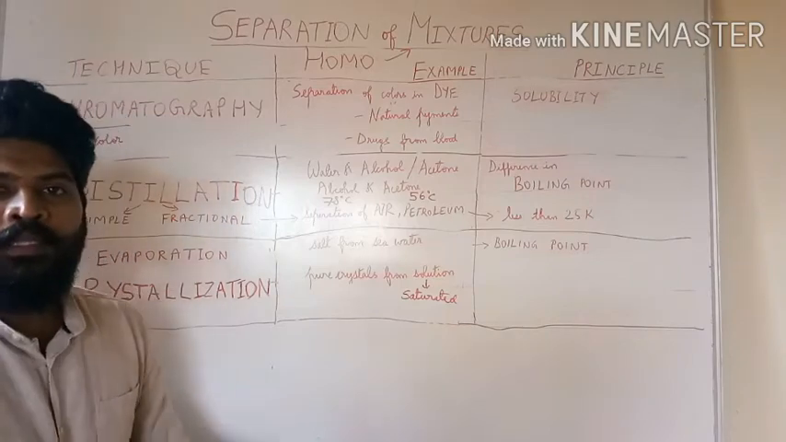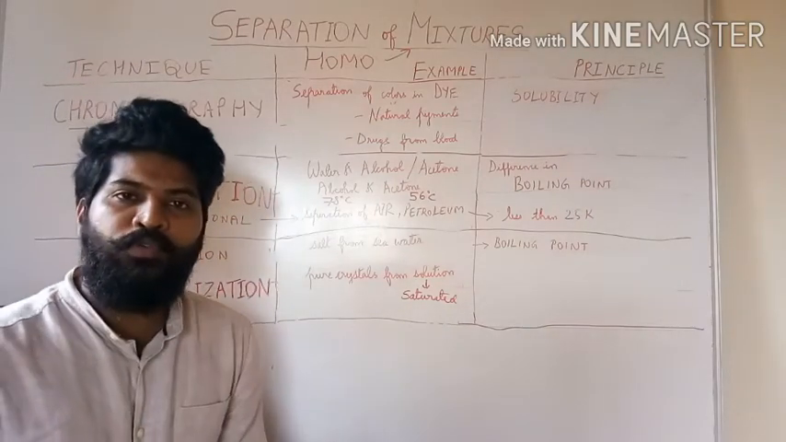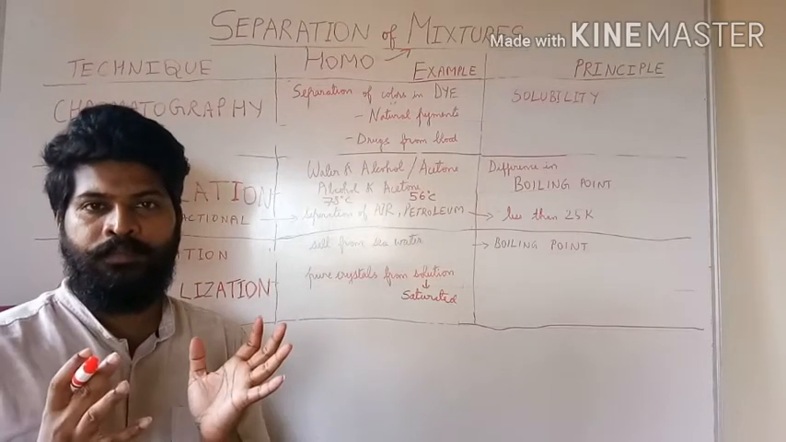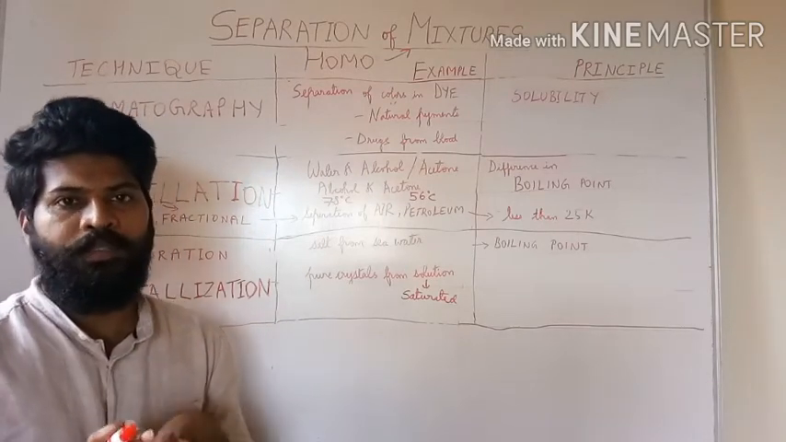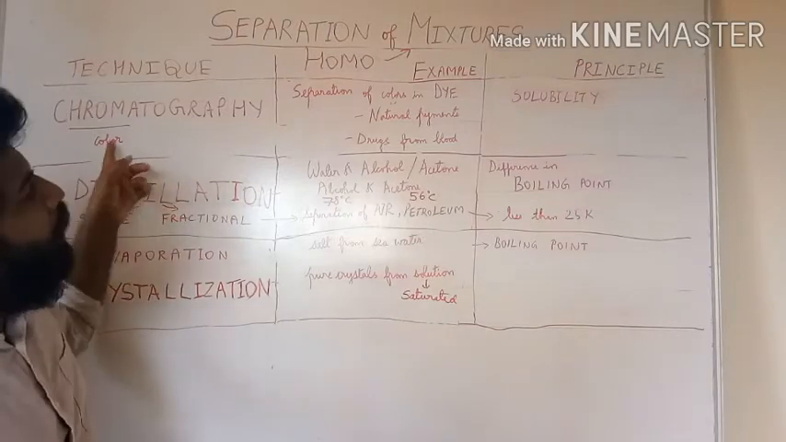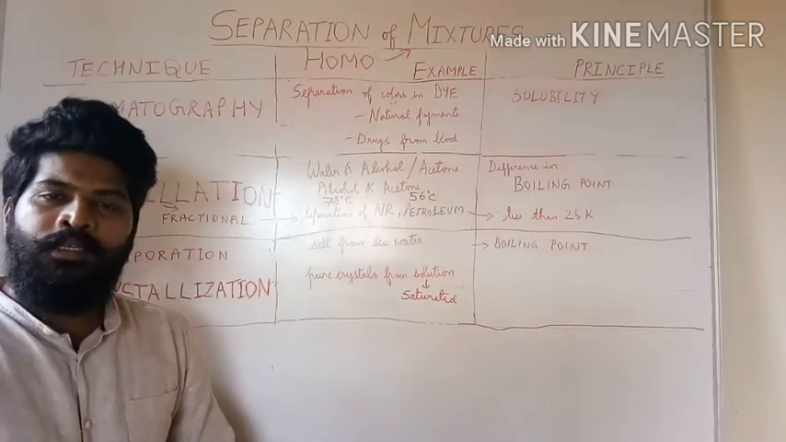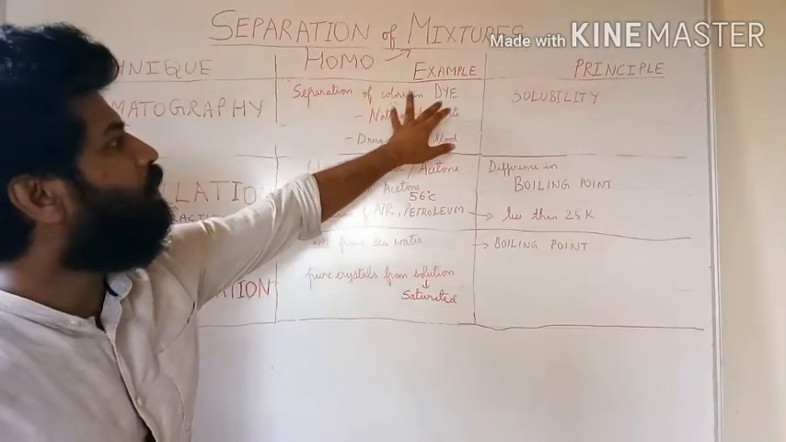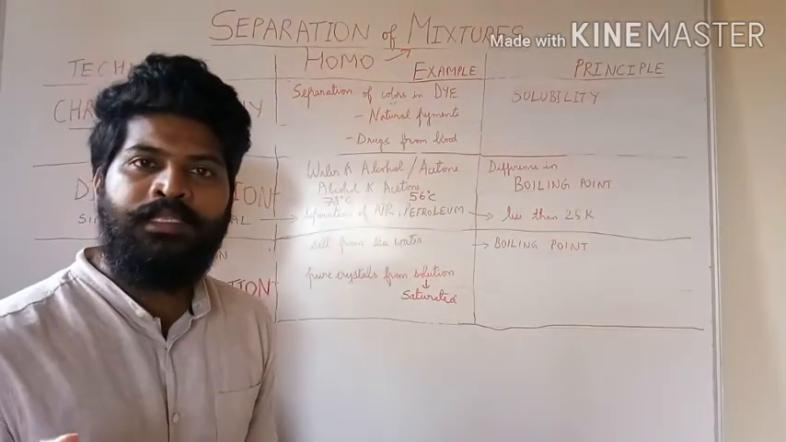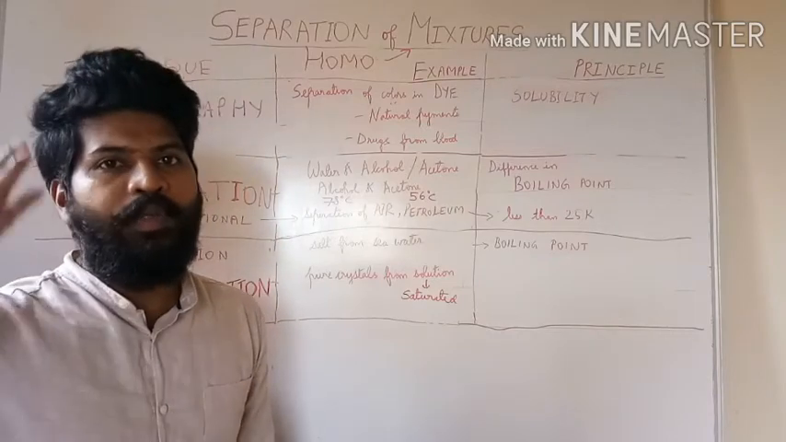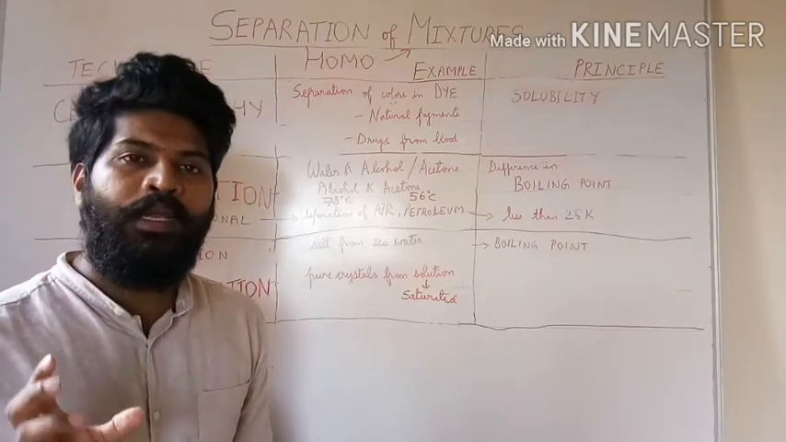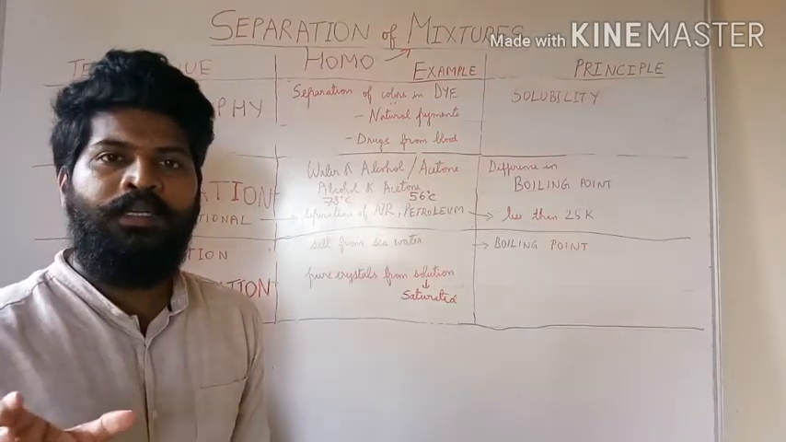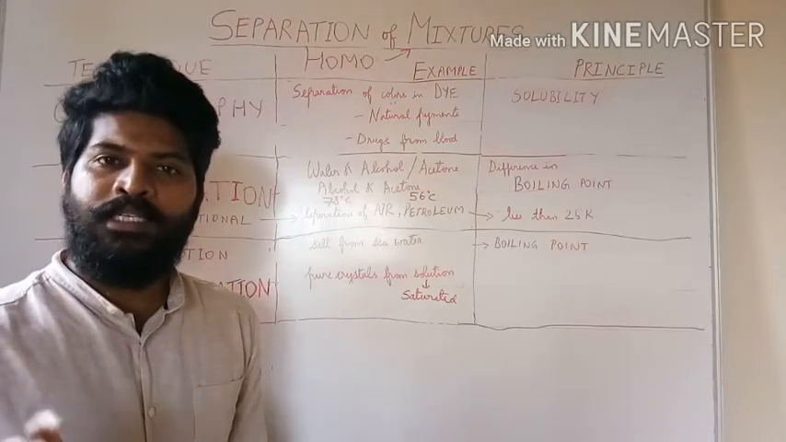For the first time, this technique was used for separation of colors in a dye. Therefore, the technique is called chromatography. This separation technique is used for separation of colors in a dye. A dye is a coloring agent. For example, we use hair dye or we dye the clothes with pink, red, purple color. These are coloring agents which are essentially chemicals.